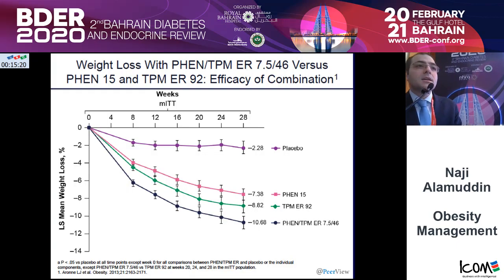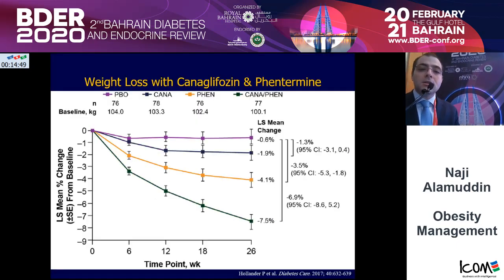So this is a slide showing how this works. Phentermine-Topamax, which I talked about earlier, is approved for chronic weight management. Here you see the weight loss with placebo, with phentermine 15, with topiramate 92. With each of these, you lose some weight. But look at the combination. At lower doses than the ones used individually, you lose more weight. That's because each one is targeting a different mechanism of action. So that's the idea behind using combination drugs.